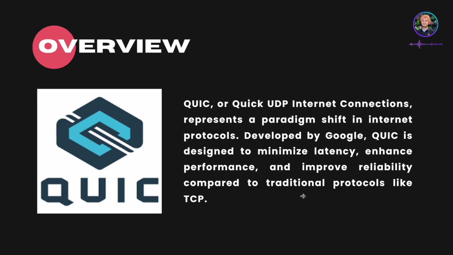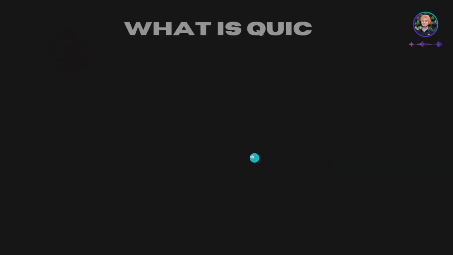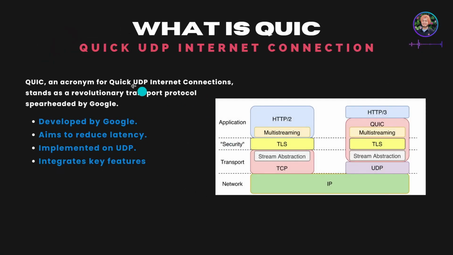It was Google who developed this transport layer protocol, and it is designed to minimize latency, enhance performance and make things fast on the internet, because saving time is everything. Nobody likes latency, right? So the question, guys, is: what is QUIC? QUIC stands for Quick UDP Internet Connection. As I told you before, it was developed by Google.